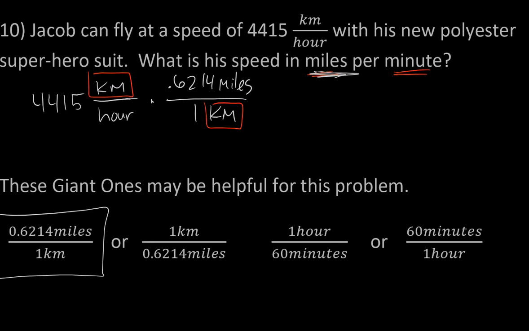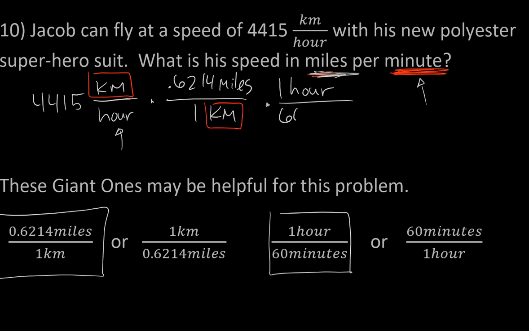And I know that I need to do some arithmetic with it, but that's just a calculator thing. But I'm not at my full target, right? I want to end up at miles per minute. So I want the miles to cancel out, and I want to be left with minutes. So I'm looking at my time. I see that I've got hours in the denominator, and I want to have minutes in the denominator. So what I'm going to do is use this giant one that's got an hour in the top. So I'm going to multiply this by 1 hour in my numerator over 60 minutes.